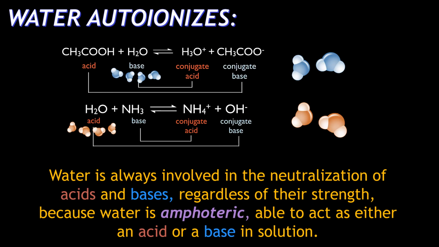Again, this is the phenomenon where water autoionizes or self-ionizes. Water is always involved in the neutralization of acids and bases, regardless of their strength, because water is amphoteric, which is just a fancy word meaning it can act as either an acid or base in a solution. And again, notice that in the top reaction, water acts like a base, and it produces the conjugate acid hydronium. And in the reaction underneath, water acts like an acid, and it produces the conjugate base hydroxide.